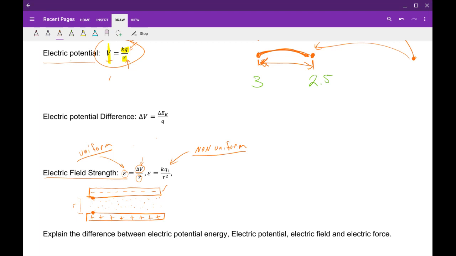What's the way of increasing the field strength? I can increase the field strength by sandwiching the plates together, or decreasing r. I can also increase the field strength by increasing the potential difference, or the voltage, on the plates themselves.